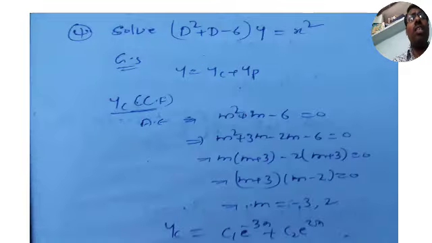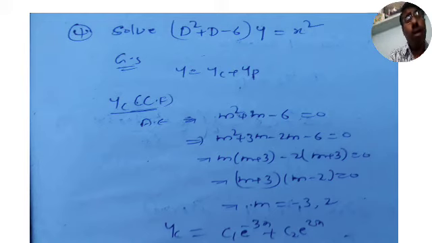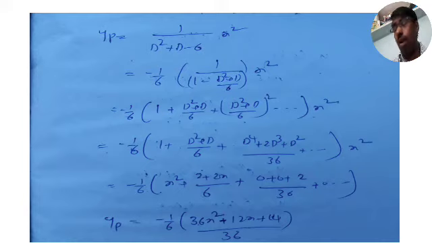So what is the YC? YC is C1 into e power of minus 3x plus C2 into e power of 2x. Real and different roots gave us YC, C1 e power of minus 3x plus C2 e power of 2x. So that is our YC. And we got YP, which is minus 1 by 6 into (36x square plus 12x plus 14) by 36. So we got YC and we got YP. What is the general solution of the non-homogeneous equation? It is y equals YC plus YP. Are you getting?